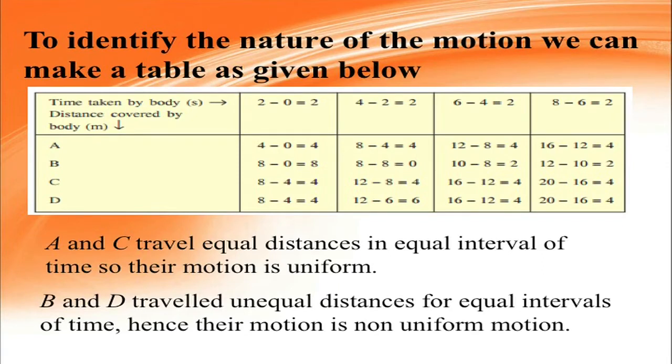And for body D, the distance in the first 2 seconds is 8 minus 4, equal to 4, next 2 seconds 12 minus 6 is equal to 6, next 2 seconds 16 minus 12 is equal to 4, and last 2 seconds 20 minus 16 is equal to 4. So, from the above table we can conclude that bodies A and C travel equal distances in equal intervals of time, so their motion is uniform, but the distances travelled by bodies B and D for equal intervals of time are not equal, hence their motion is non-uniform.